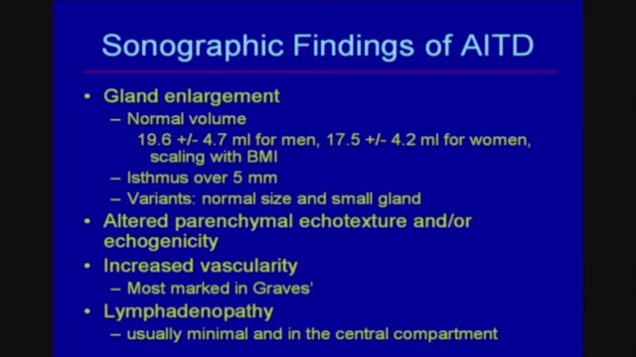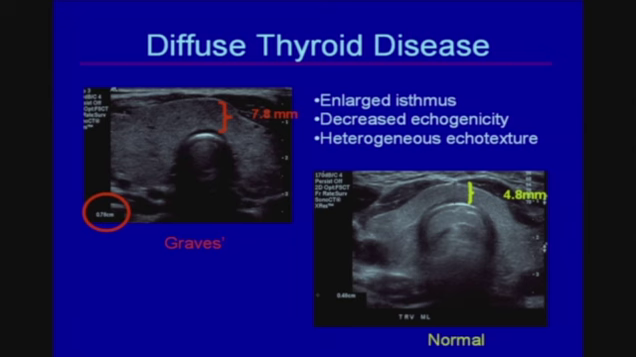Most of the time, we will see some altered parenchymal echotexture or echogenicity alterations. We may see increased vascularity. For example, Graves' disease has very, very marked vascularity in the majority of cases. We may, in fact, see some reactive lymphadenopathy, but this is usually very minimal and in the central compartment of the neck, and anything beyond that should raise some suspicion that there is a secondary process, which we'll talk about as well.